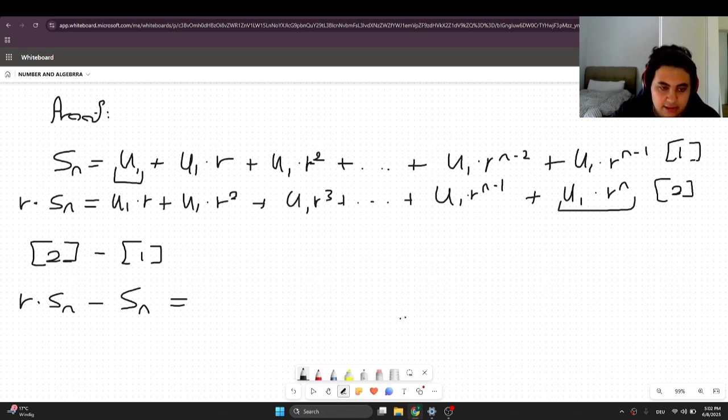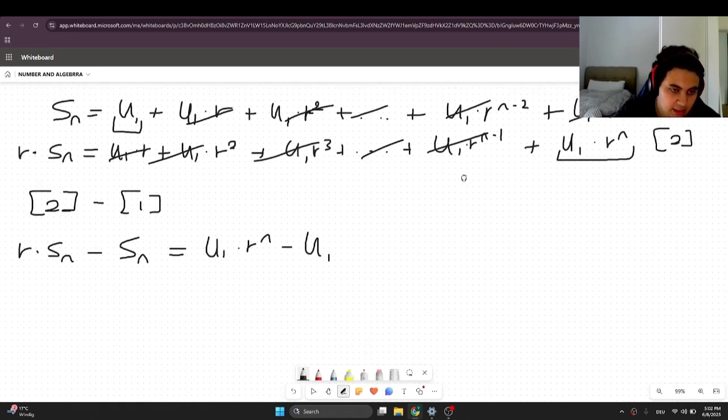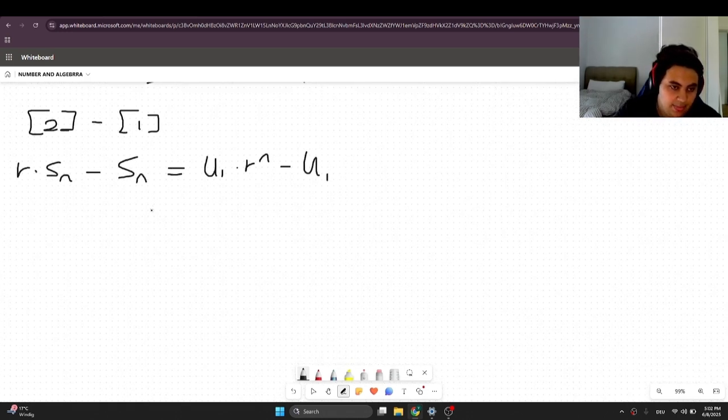So the way that it's going to be then is that this is going to be u1 times r to the power of n minus u1. The reason it's like this is because every other term is going to cancel out. All of these are going to cancel out with each other. Yeah, this one too, and that one. Every single term is going to cancel out except for u1, because there's no u1 in the second sequence, and u1 times r to the power of n, because there isn't a u1 times r to the power of n in the first sequence. So this is what we're going to be left with, okay?